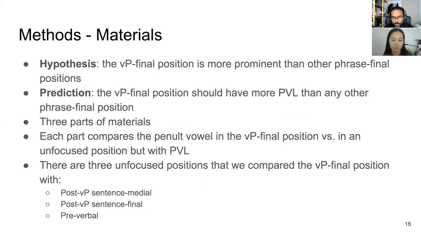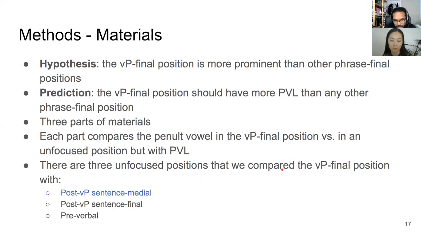In the first part of the talk, our data is separated into 3 parts. Each part is going to compare the penultimate vowel in the VP final position, which is this focused position, with an unfocused position which also undergoes penultimate vowel lengthening. There are 3 specific unfocused positions that we compare: the post-VP sentence medial position, the post-VP sentence final position, and a pre-verbal position.